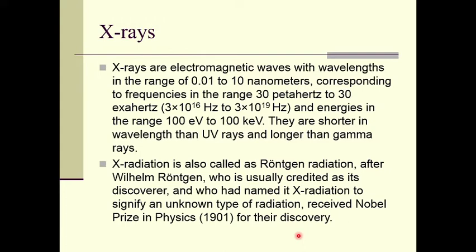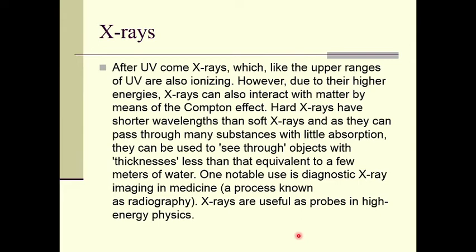X radiation is also called Rontgen radiation, after Wilhelm Rontgen, who is usually credited as its discoverer and who named it X radiation to signify an unknown type of radiation. He received the Nobel Prize in Physics in 1901 for this discovery. After UV come X-rays, which like the upper ranges of UV are also ionizing. However, due to their higher energies, X-rays can also interact with matter by means of the quantum effect.